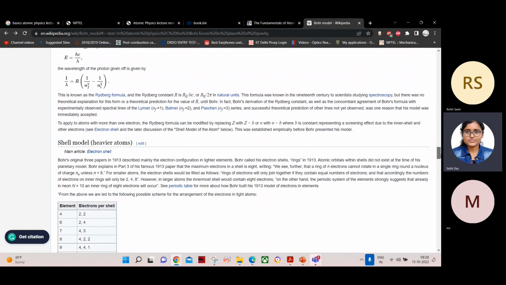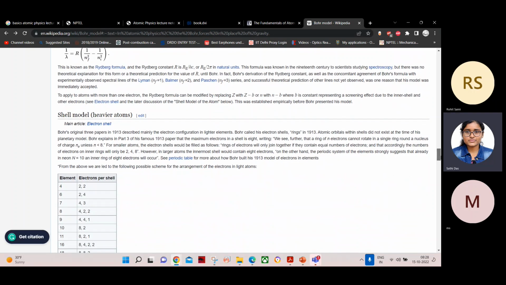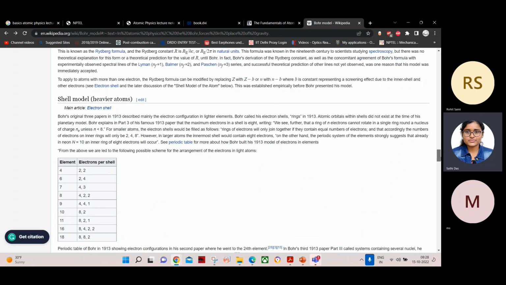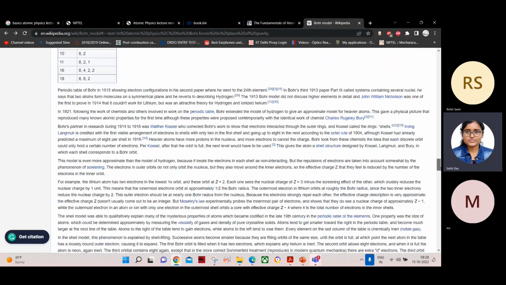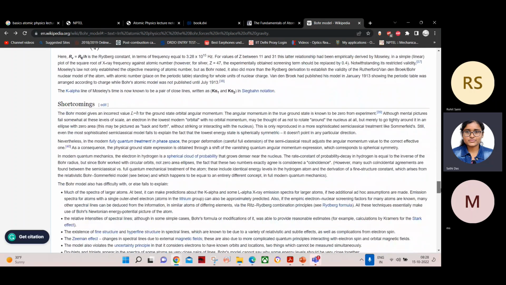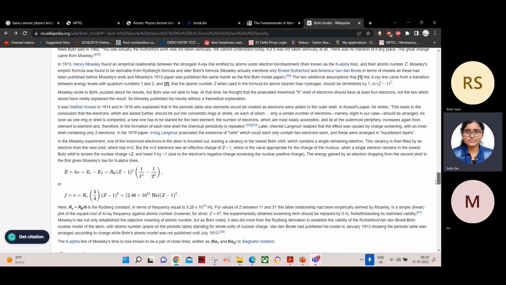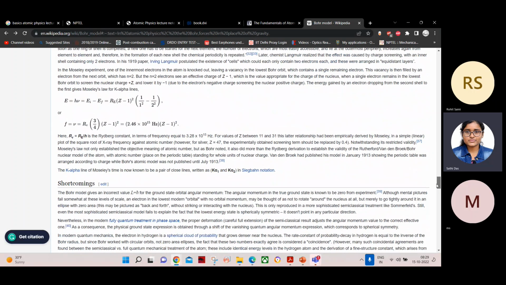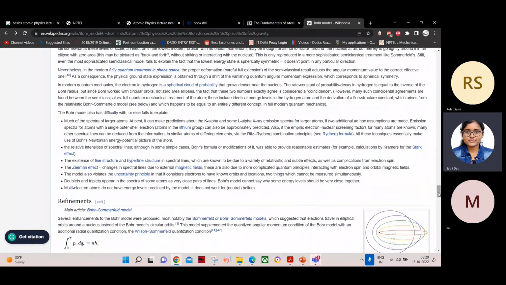It is a very excellent formula for giving us an understanding of the different energy levels and the wavelength of radiation from a particular orbit to another orbit. Moseley's law is the same in terms of X-rays. It also came from following the quantization rule. But the Bohr model had some shortcomings.